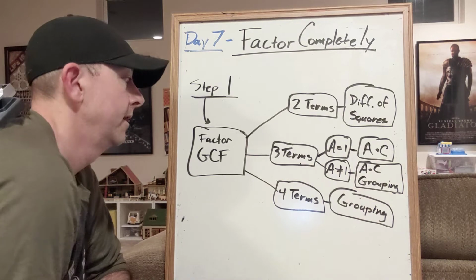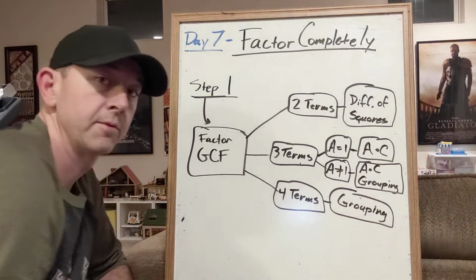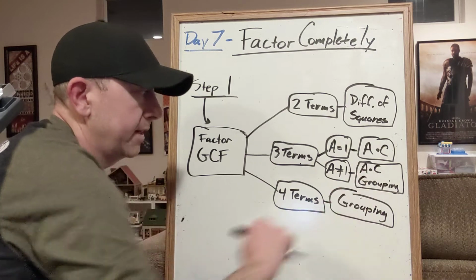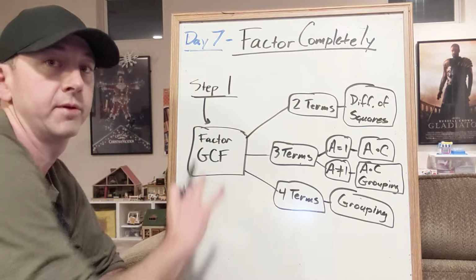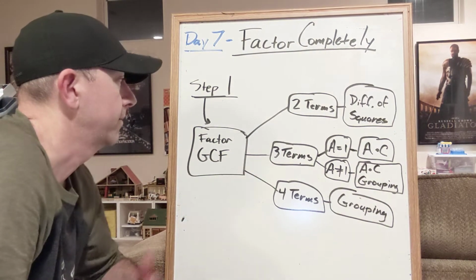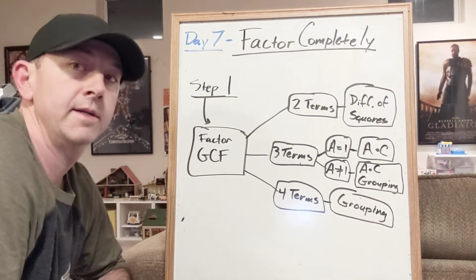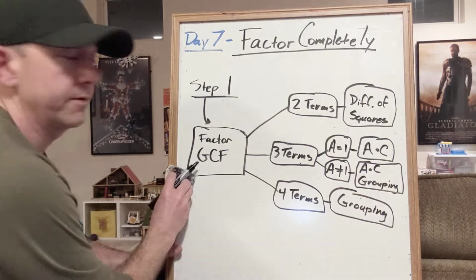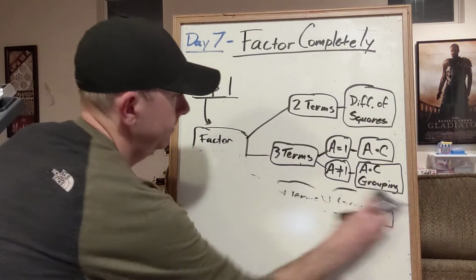And then last, if you have 4 terms, you can group them 2 by 2 and just do grouping. You don't have to do A times C there. So if you want to pause this and put this in your notes, I know it's not perfect, but this has everything that you might need for our factoring unit. Okay, so I'm going to go ahead and erase that so we can get started.